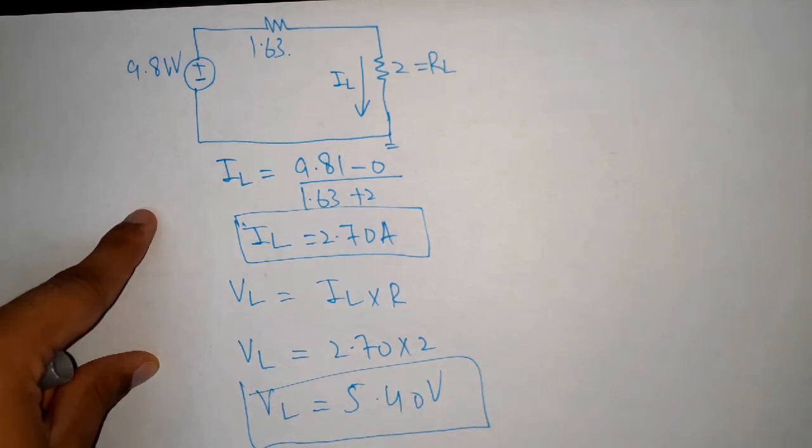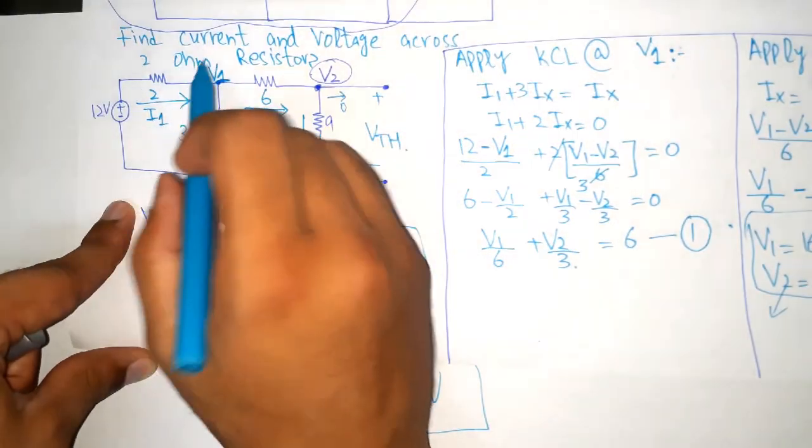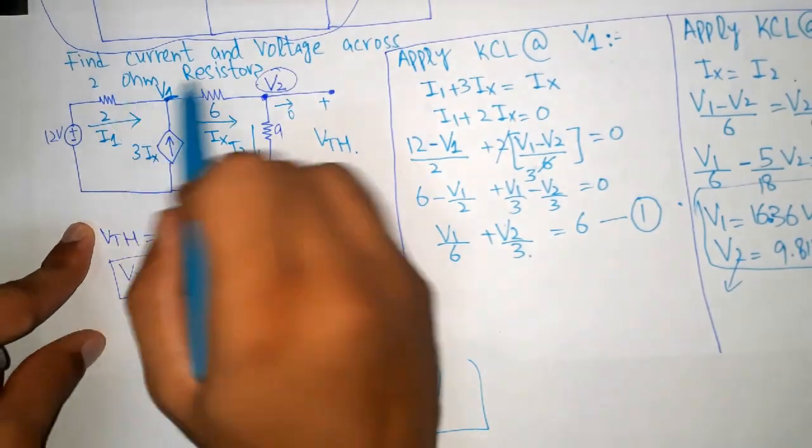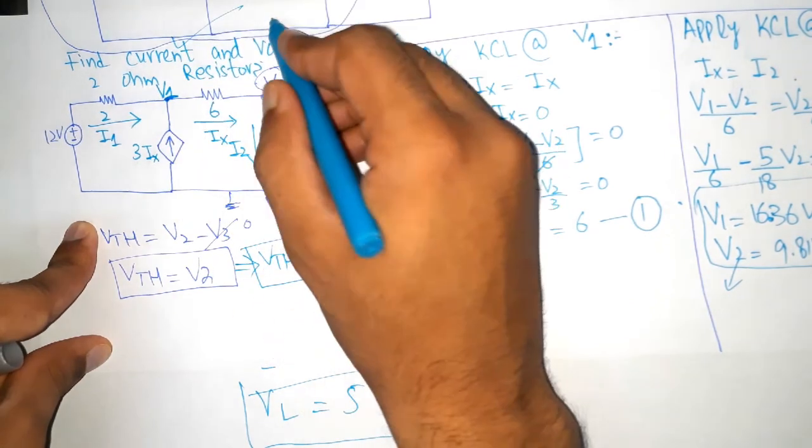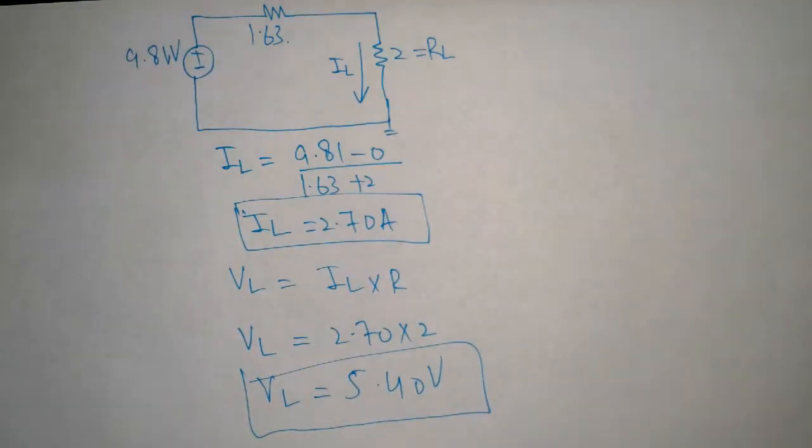So students, our main aim was to find the current and voltage across the 2 ohm resistance. We found the current value and voltage value, which are 2.70 ampere and 5.40 volt. So students, this is all about our example of Thevenin's theorem.